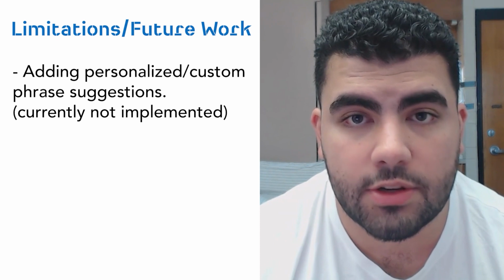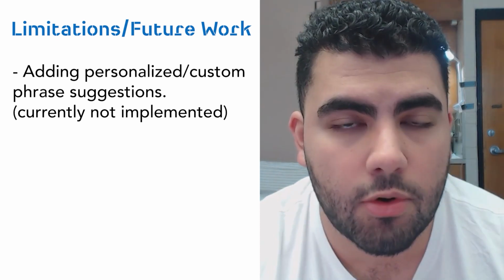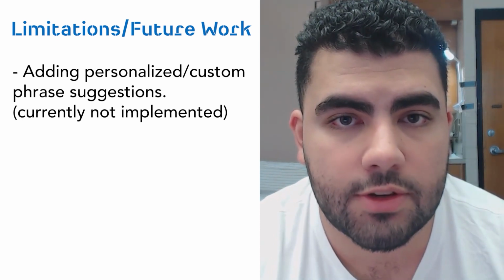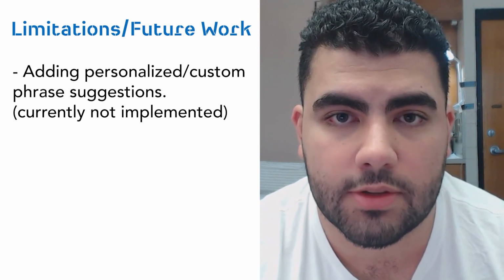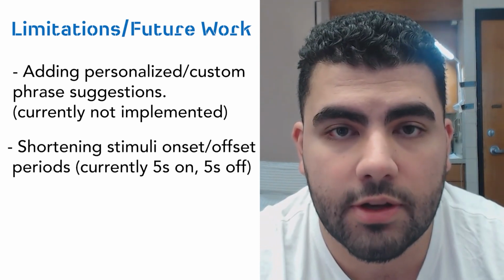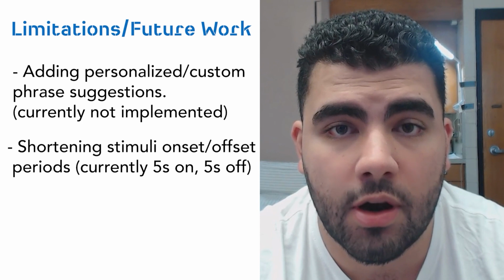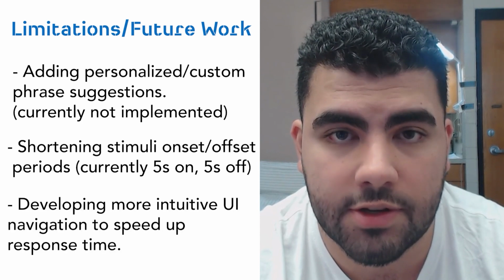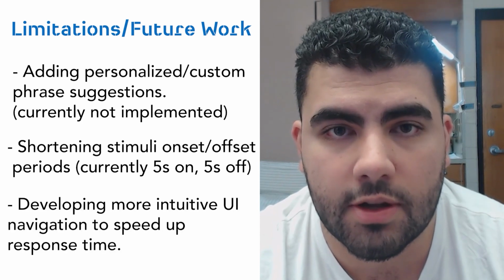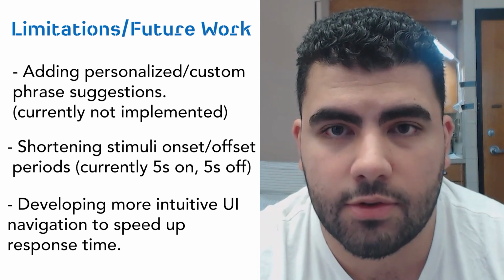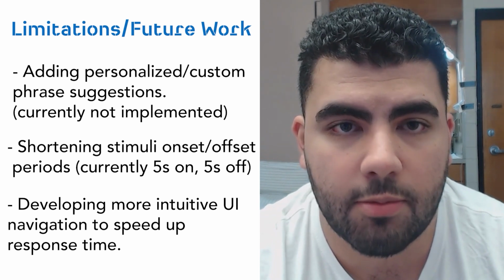This approach, however, still has its limitations. The main one being that messages requiring personalization could not take advantage of GPT-3. More work can be done in the future to improve phrase suggestions by taking into account personal characteristics. Additionally, more work can be done to improve latency and shorten onset-offset times to improve selection time. We should be able to reduce the onset-offset periods from 5 to closer to 2 seconds, while maintaining model accuracy.